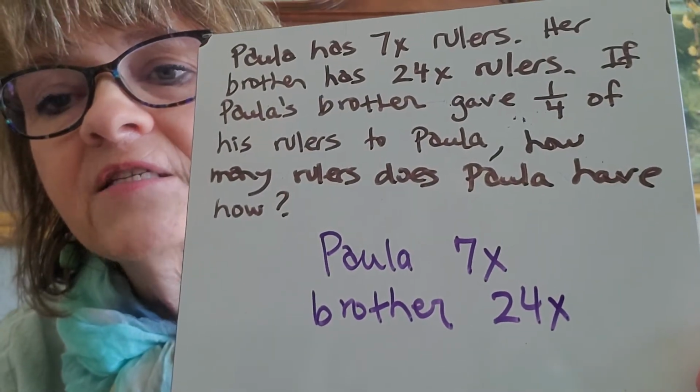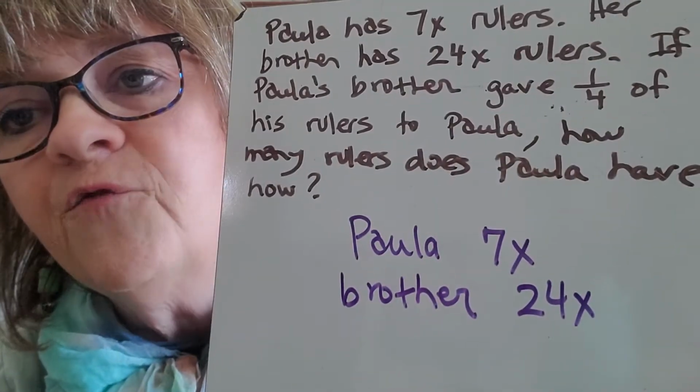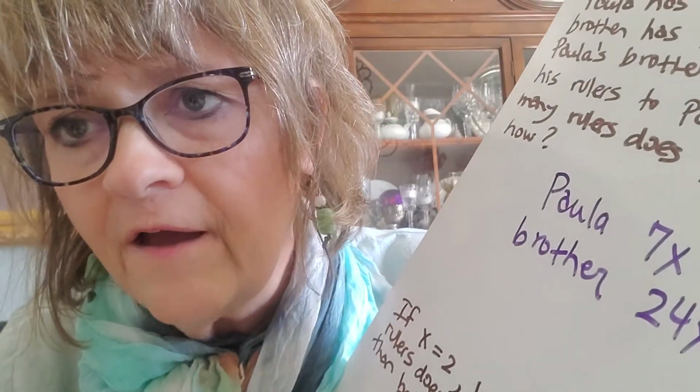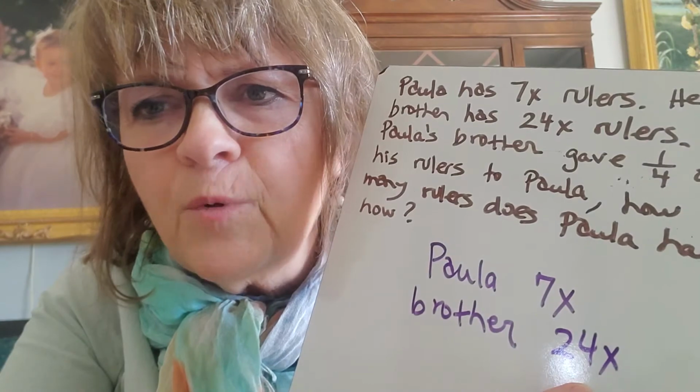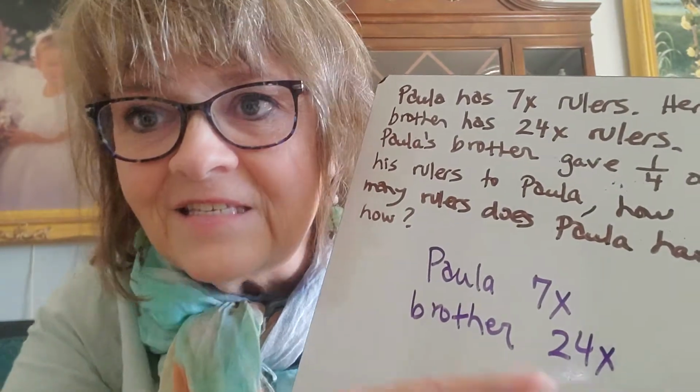So this one is a little different because they already told us how many rulers everybody had, but they told us the answers algebraically, which means we don't really know how many, because we still have variables in the answers. So Paula has 7x of them, it said the brother has 24x of them, but then it says that Paula's brother gave 1/4 of his rulers to Paula. And so then they want to know how many rulers does Paula have now. So first of all, I need to know what 1/4 of these rulers means. Yesterday we were reminded what the word of means. What does it mean? Yes, times.